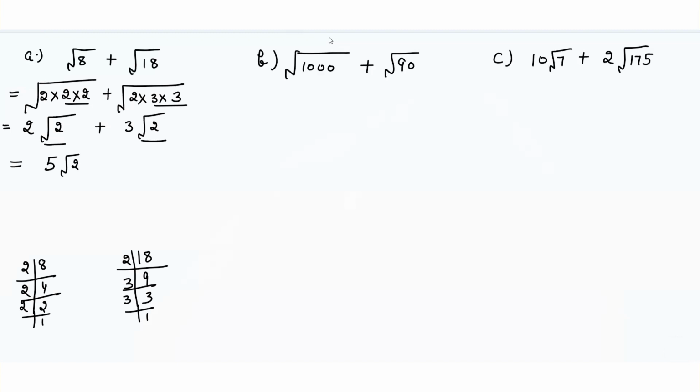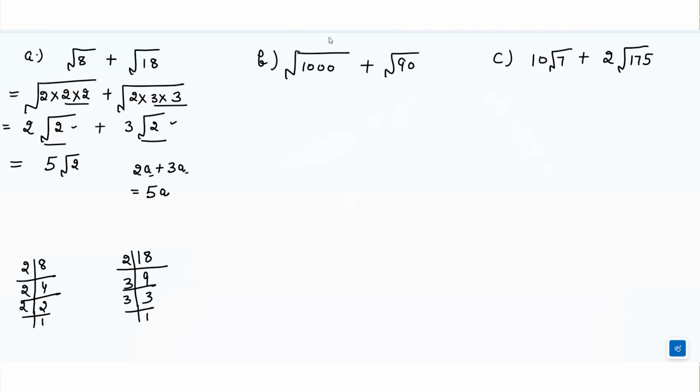It's just similar to 2a plus 3a. If we have the same variable, we will add the digits. So the answer is 5a. Similarly, if there are the same surds, we have to add these numbers and then we will write the surd only once and we will get our answer.